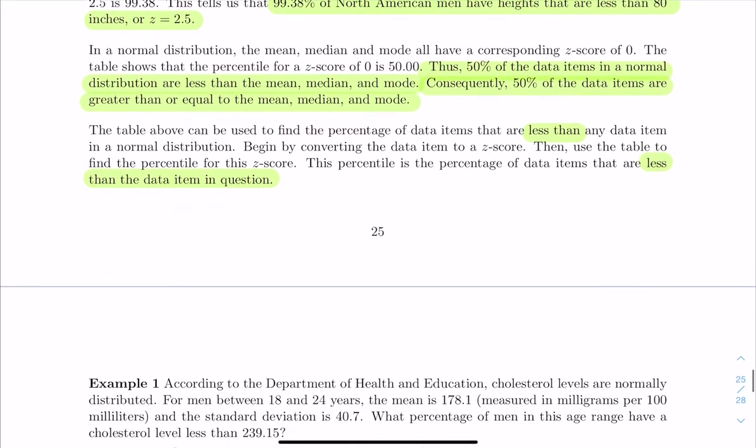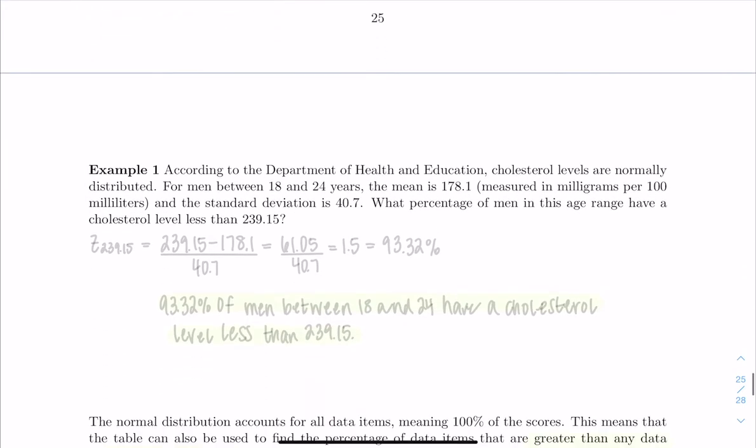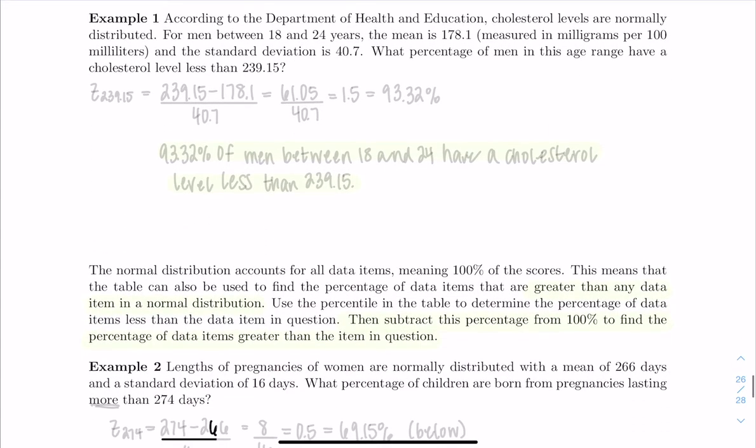So according to the Department of Health and Education, cholesterol levels are normally distributed. For men between 18 and 24 years, the mean is 178.1. This is measured in milligrams per 100 milliliters, and the standard deviation is 40.7. What percentage of men in this age range have a cholesterol level less than 239.15? So we need to find the z-score for 239.15.